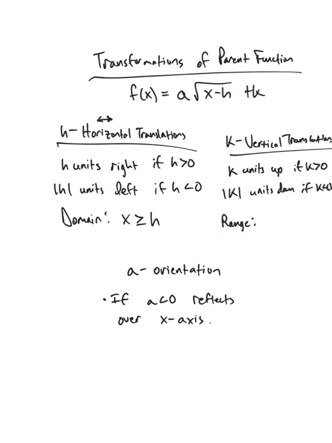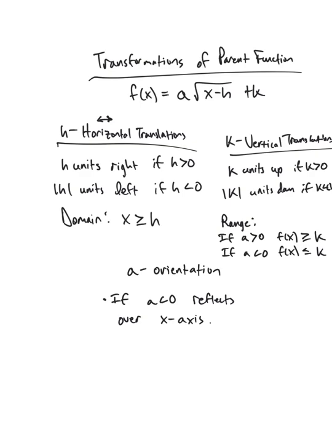Okay? When we define range, we have to do it with regards to a. If a is greater than 0, the range is greater than or equal to k. If a is less than 0, the range needs to be less than or equal to k. All right? So that is all your transformations of the parent function.